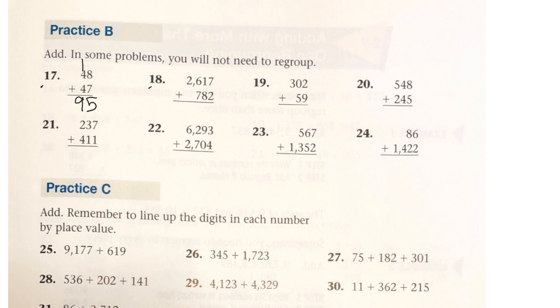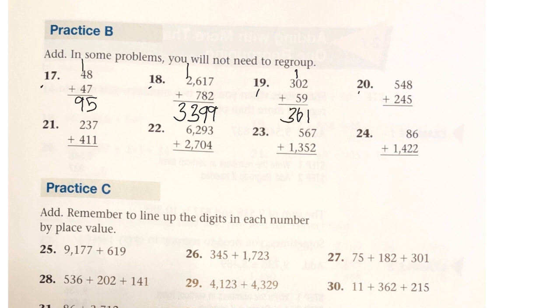Number 18, 2,617 plus 782. 2 plus 7 is 9. 8 plus 1 is 9. 6 plus 7 is 13. Oh, there we need to regroup. So that goes there. 1 plus 2 is 3. Number 19. 302 plus 59. 9 plus 2 is 11. Regroup. 1 plus 5 is 6. And 3.